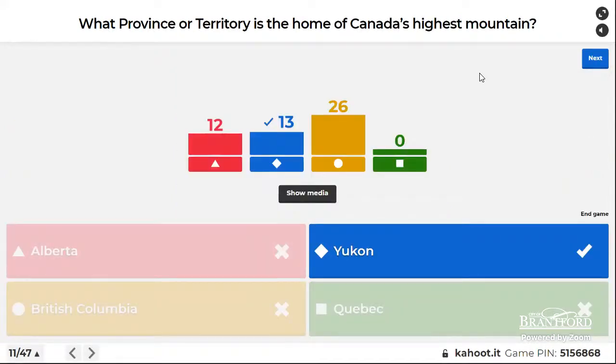Yep, so the correct answer is Yukon. So the name of the mountain is actually Mount Logan. It's the highest mountain.